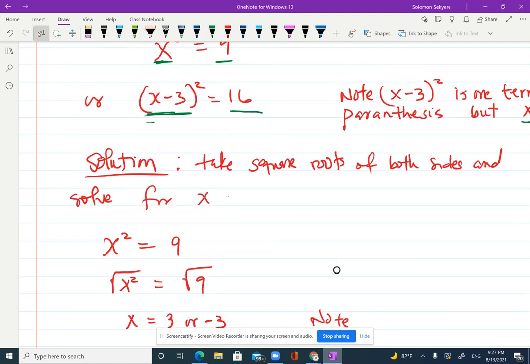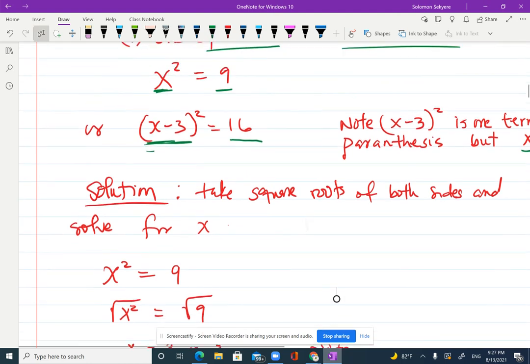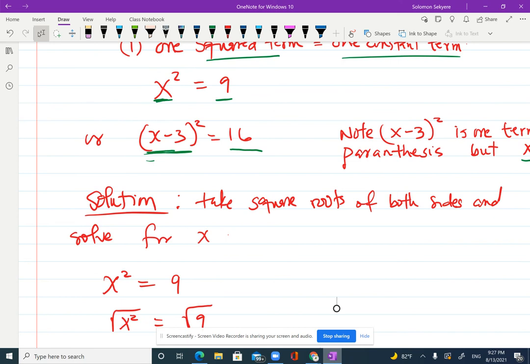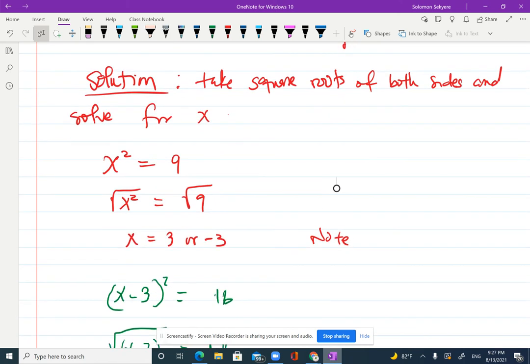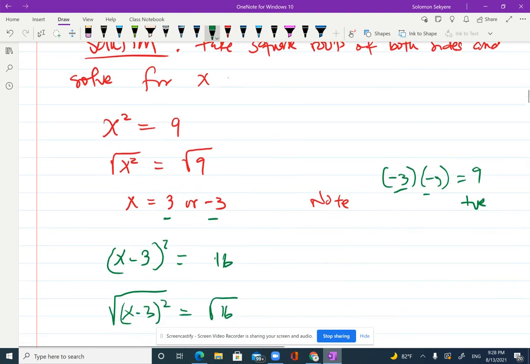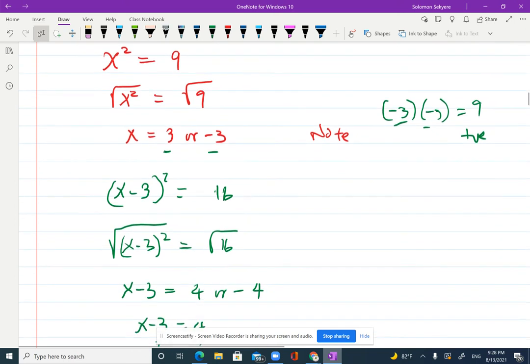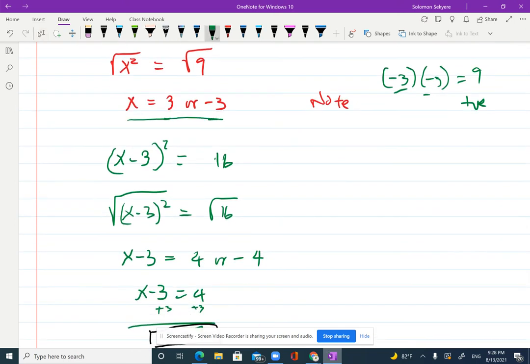If you have something like this, it's not equal to 0, but we have something squared equals a number. What do you do? You take square roots. The square root of x squared is x. The square root of 9, remember, is positive 3 or negative 3, because negative 3 times negative 3 equals 9. Remember, negative times negative is positive. So when you take a square root of a positive number, you have a negative and a positive answer. Those are the two values of x.